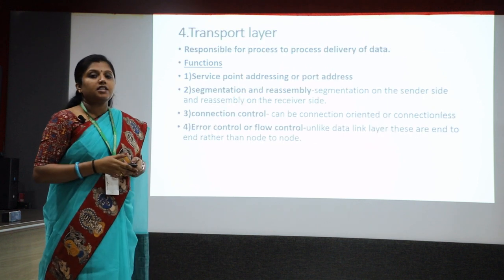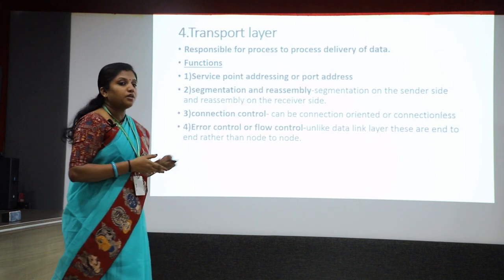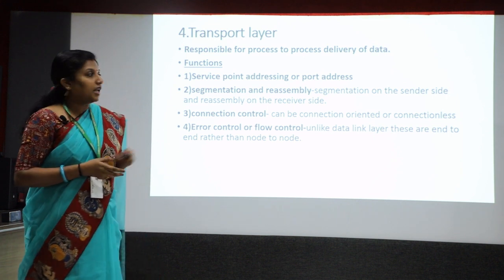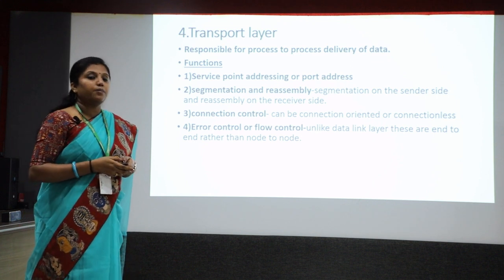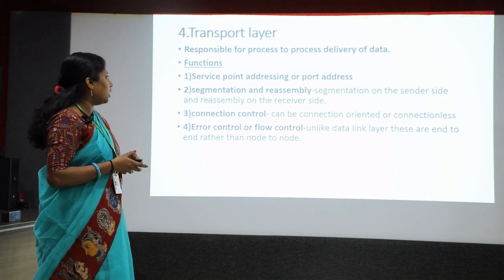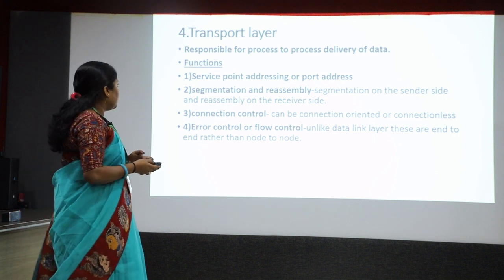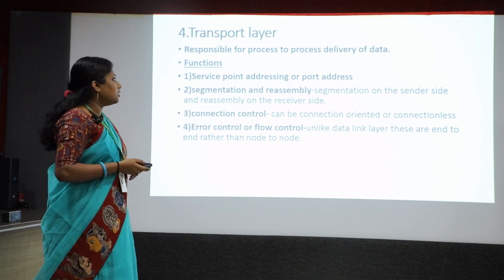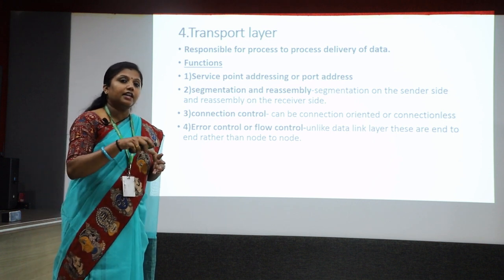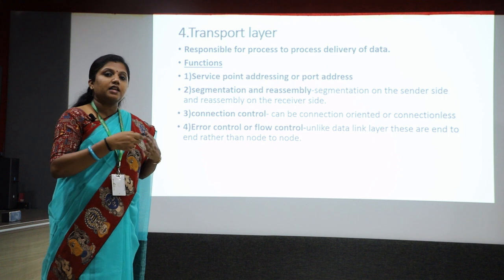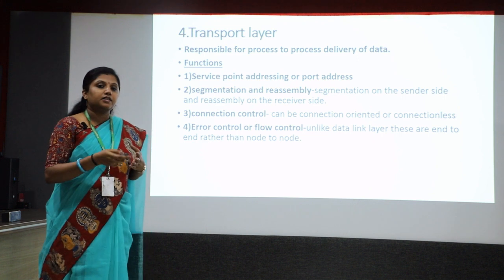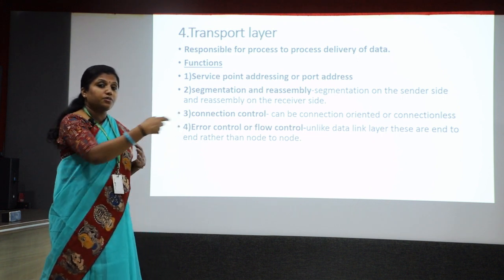Next, we will see the transport layer. The transport layer is responsible for process to process delivery of data. Functions provided by the transport layer are service point addressing or port address, segmentation and reassembly, connection control, and error control and flow control at the level of the transport layer. First, service point addressing or port address. The port address is known as the process address. That is, exactly which process the data is coming from and to which process it is delivered is known by the port address. The port address is added by the transport layer. That is what is known as process to process delivery.